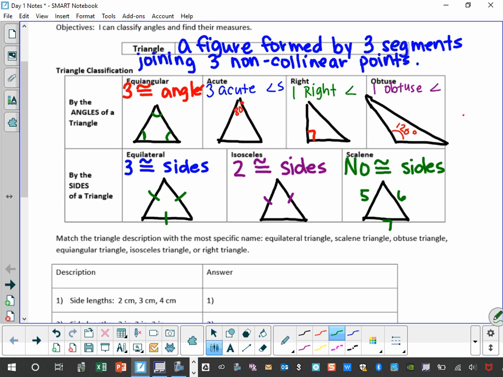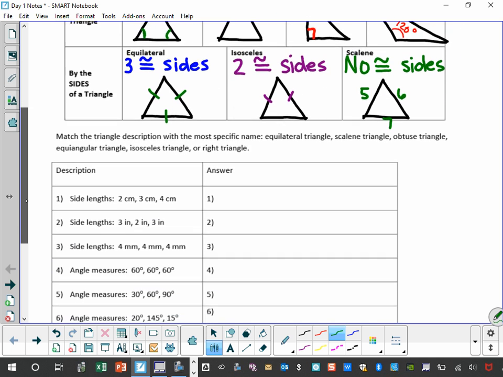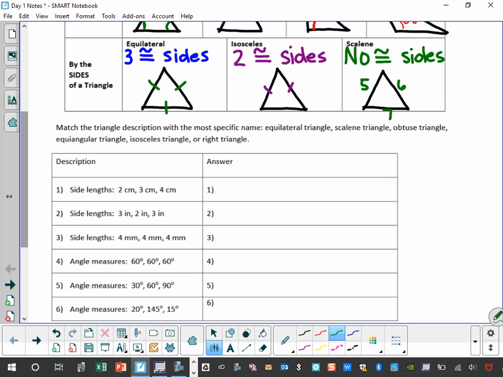Did I cut this down? Yes, ma'am. All right, now we're gonna quiz ourselves. It says match a triangle description with the most specific name: equilateral triangle, scalene triangle, obtuse triangle, equiangular, isosceles, or right. All those we just noticed.